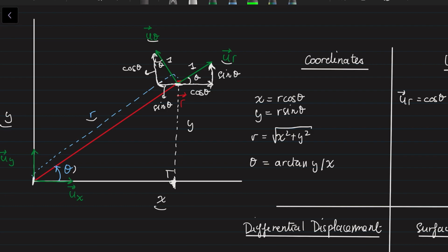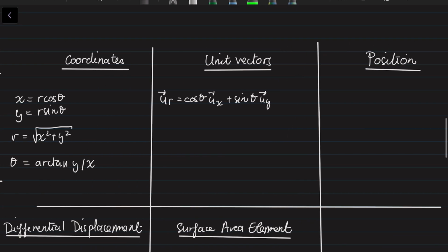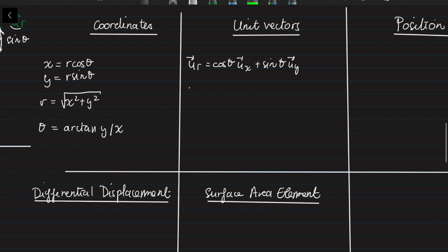But now we have to be a bit careful because we're going in the opposite direction, right? Because the way we've defined u_x, the positive u_x points to the right. So this would be minus sine theta u_x, because I'm going in the opposite direction. And then cosine theta u_y because I'm going upwards. Okay, so my unit vector u_theta is going to be minus sine theta u_x plus cosine theta u_y.